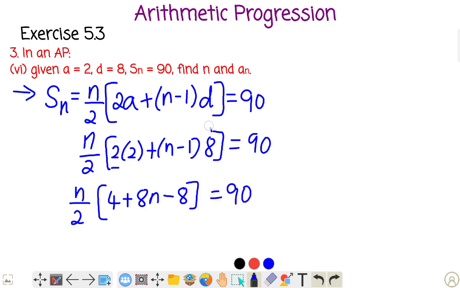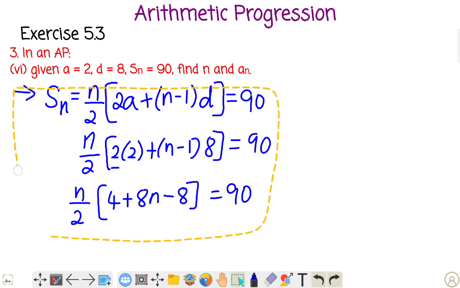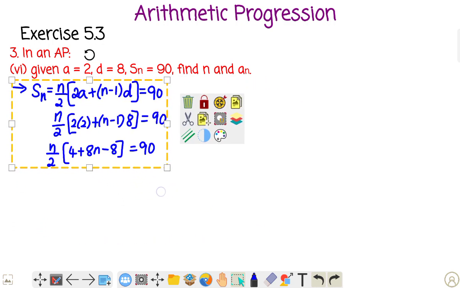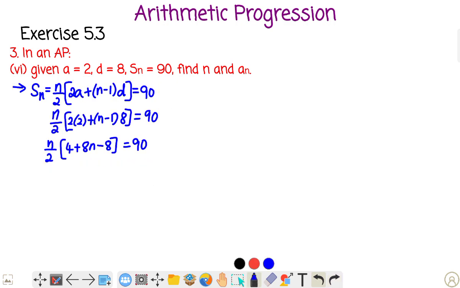ಸೊ ಏನಿಲ್ಲ, ಇದು ಜಸ್ಟ್ ಇದನ್ನ ನಾನು ಬ್ರಾಕೆಟ್ ನ ಓಪನ್ ಮಾಡಿದ್ದೀನಿ ಅಷ್ಟೇ. I have just opened the bracket. So this will come to 8n minus 4. Okay, so I have n by 2 as it is. This will be 8n minus 4, because minus 8 plus 4 is minus 4, is equal to 90.